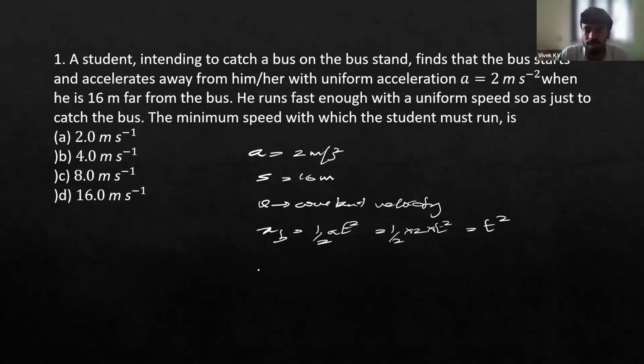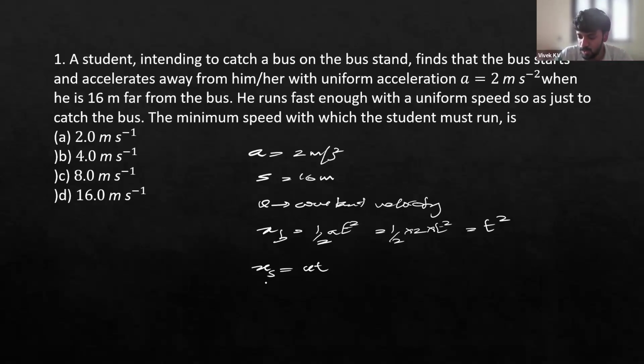Now the position of the student after time t. We are talking about uniform velocity. If the student is moving with a uniform velocity u for a time t, then the position of the student, denoted by xs, will be equal to u into t, because velocity is distance with respect to time. The student runs with a uniform speed, so he is not accelerating. There is no acceleration component.